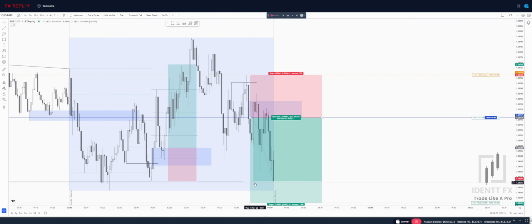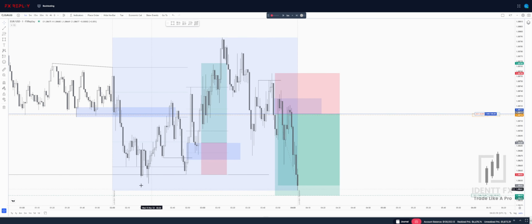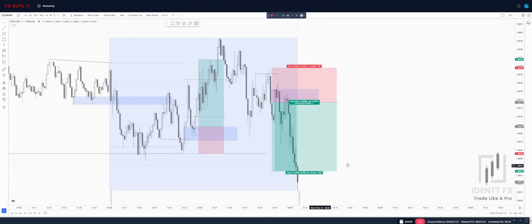Okay, at this point, if we do go lower, now my stop loss goes to break even. I don't want to have any more risk because we could just as well take this London liquidity that we have in reverse. But there we go. We tap into our target, making another 2R. So right now we're up 8.8%.